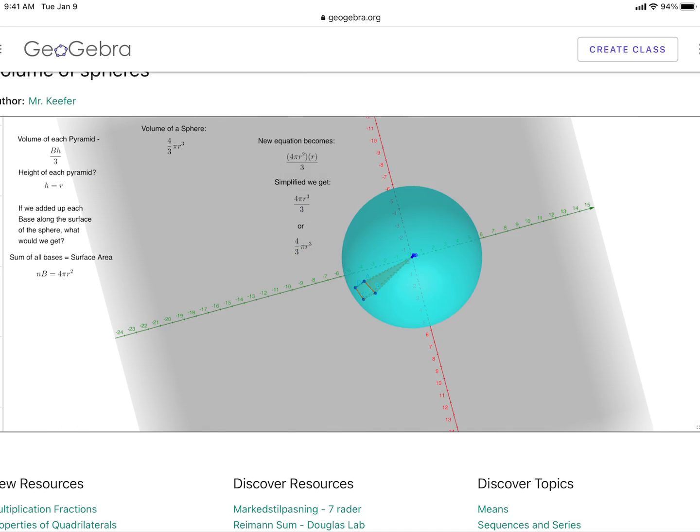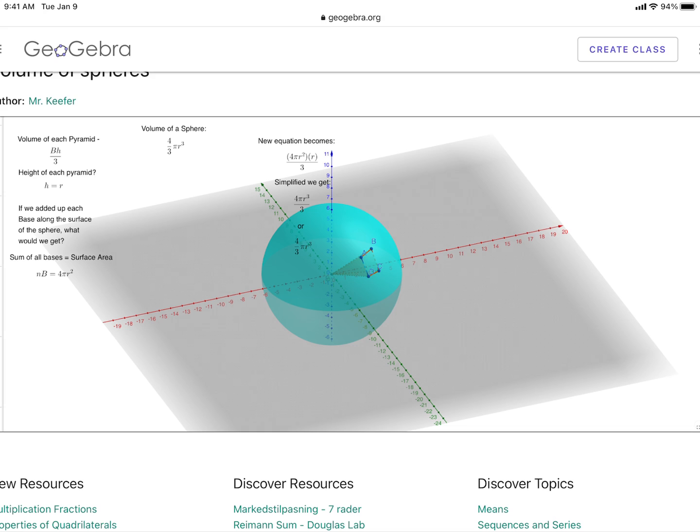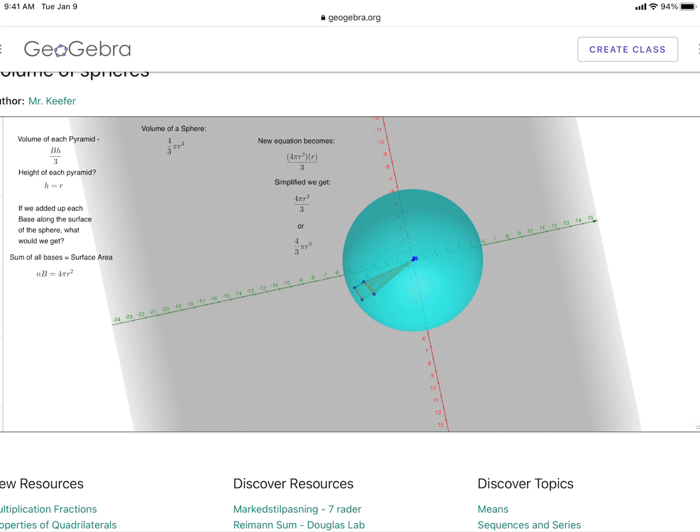Times the radius, or the height of each of these pyramids, and divided by 3. This equation right here, 4 pi r squared times r over 3, gives me the total volume for all of the pyramids. Now, when we simplify it and multiply the r, we get 4 pi r cubed over 3. So this is actually where the volume of a sphere comes from. The formula for the volume of a sphere is 4/3 pi r cubed.